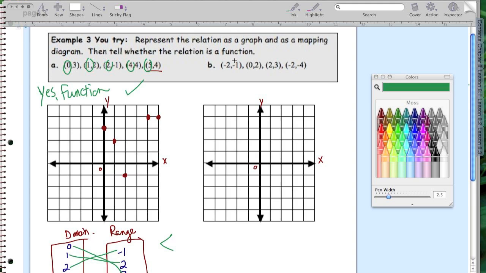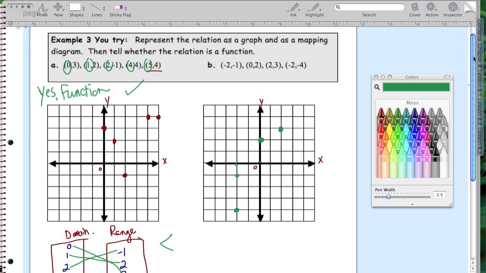All right, let's try letter B. We're going to plot -2, so left 2, down 1. -2, -1. 0, up 2. Over 2, up 3. And left 2, -2, down 4.